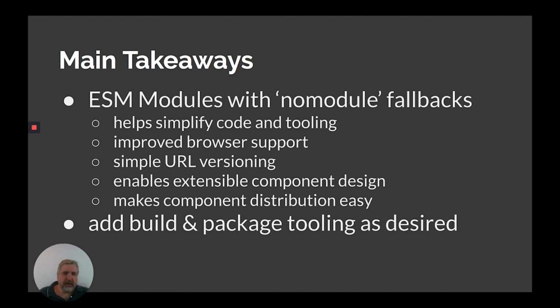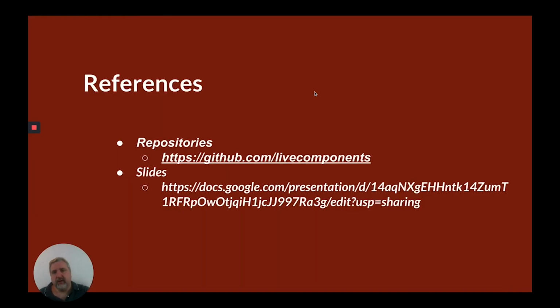All right, so make component distribution easy. Like I said, that's on the CDN. And you add as you go. Let's say you want to have a minification tool. You add that on top. You don't need to put it in, though. Add it because you want to, because it adds something to your process, not because it's the status quo. Same thing with Webpack or anything like that. Just add it as desired.